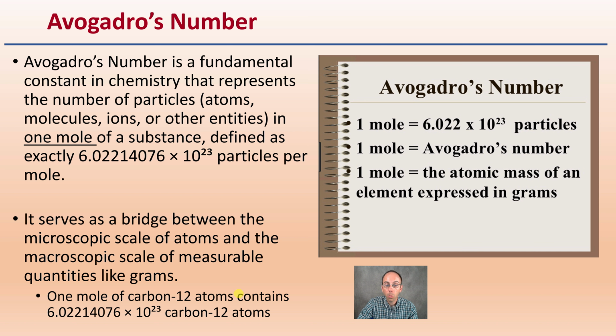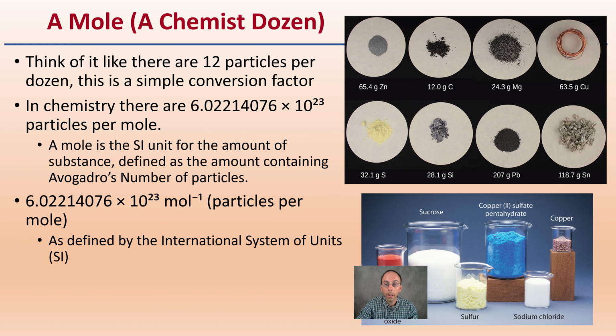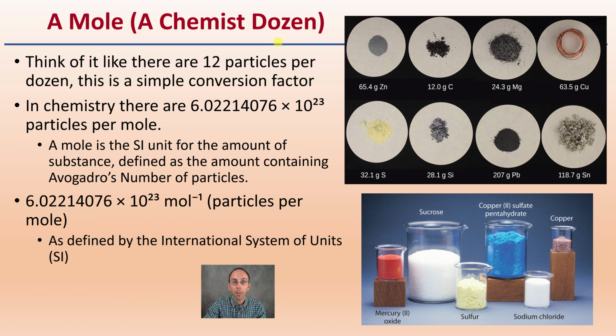1 mole of carbon-12 atoms contains 6.022 times 10 to the 23rd carbon-12 atoms. So when you think about this 1 mole representing this number of particles, this Avogadro's number, it became initially a little confusing, but as you work with it more and more, it definitely is a time saver.